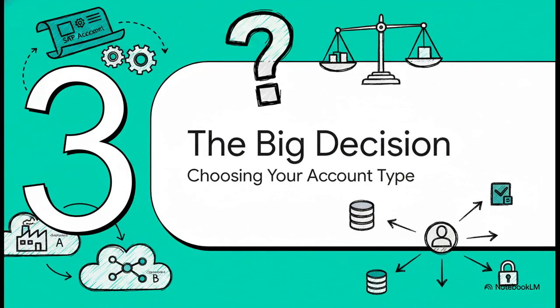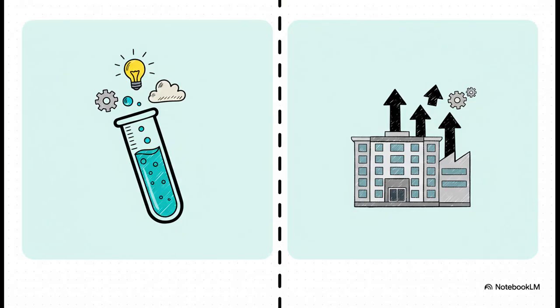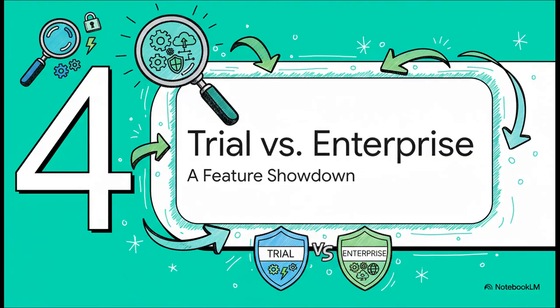Okay, so you've got the blueprint in your head, and that brings us right to the big decision. This is the first, and I'd say most important choice you're going to make when you start your BTP journey, choosing your account type. And honestly, it boils down to this really simple comparison. On one side, you've got the trial account, which is all about exploration and learning. On the other side, you've got the enterprise account, which is built for the real deal, for production. Two completely different purposes.